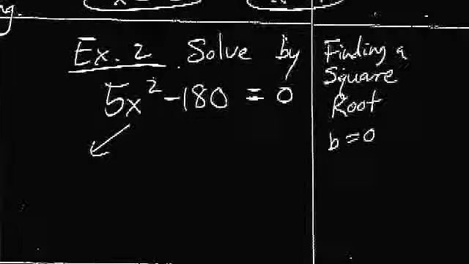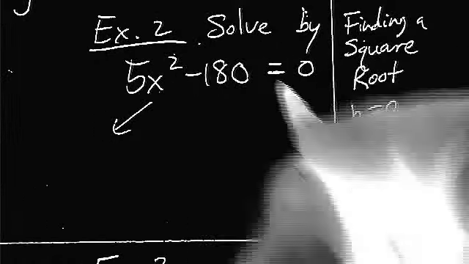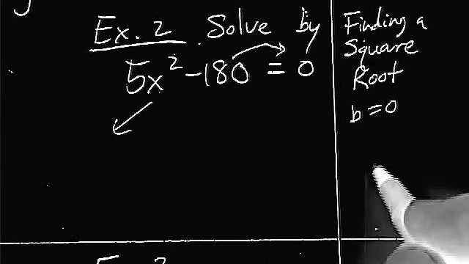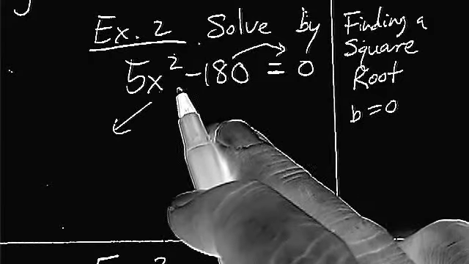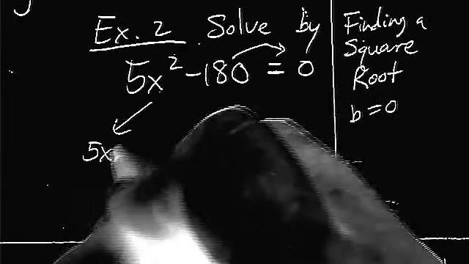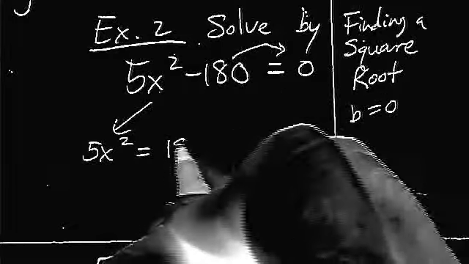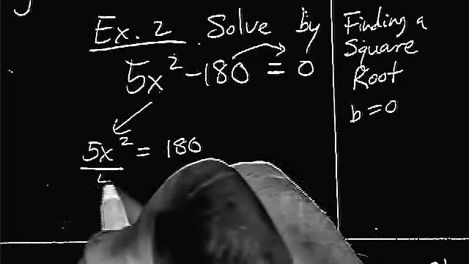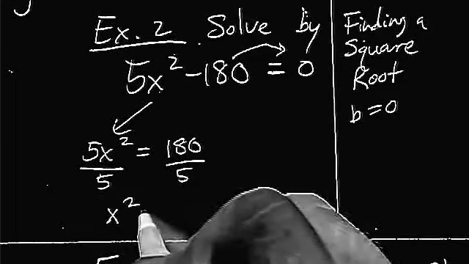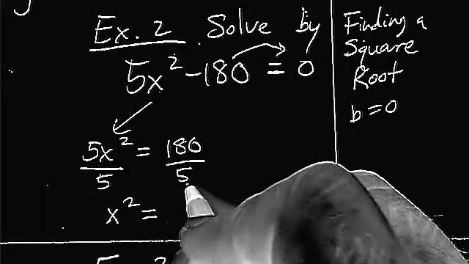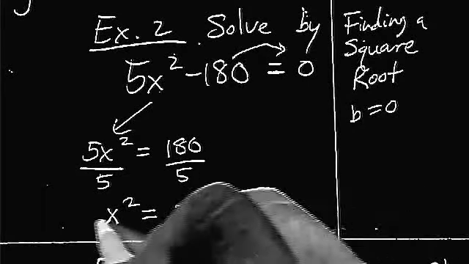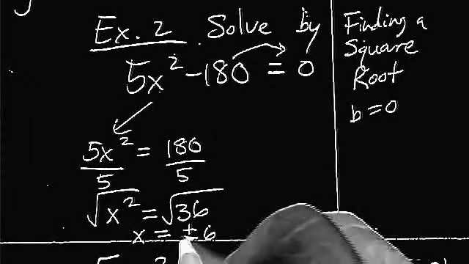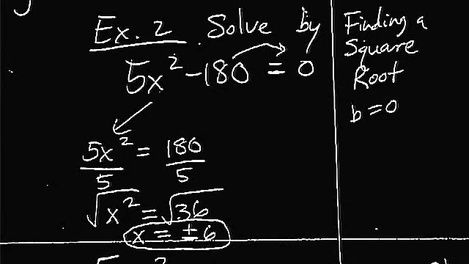I'll start out by doing the square root method because this is what a lot of kids like to do with everything, but it doesn't work out because b is not equal to 0 normally. But in this case, the b value is 0, so I can set the 180 to the other side by adding it, dividing by 5. What do we got there? 36. And then obviously taking a square root. Plus and minus 6. Positive and negative 6.